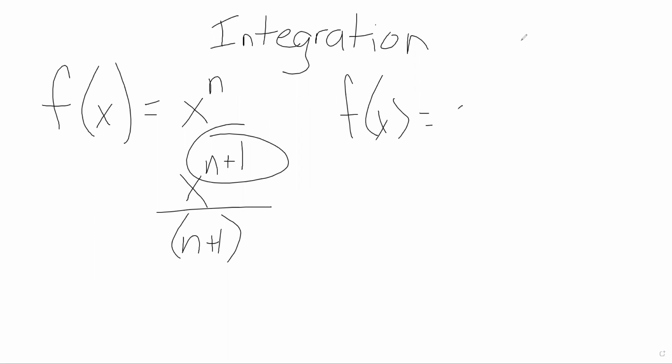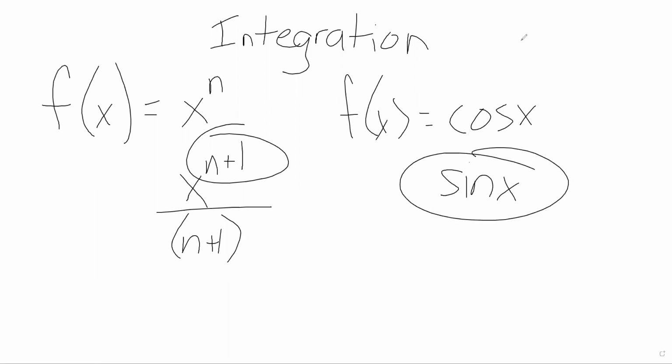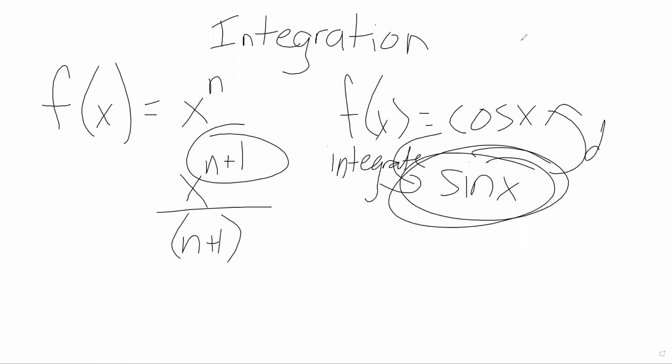F of x equals the cosine of x. And you're trying to find whatever the integral of that is. And that would be the sine of x, right? Because if you take the derivative of this, you can go there. So here's the cycle. You integrate to get this, and then you can take the derivative.